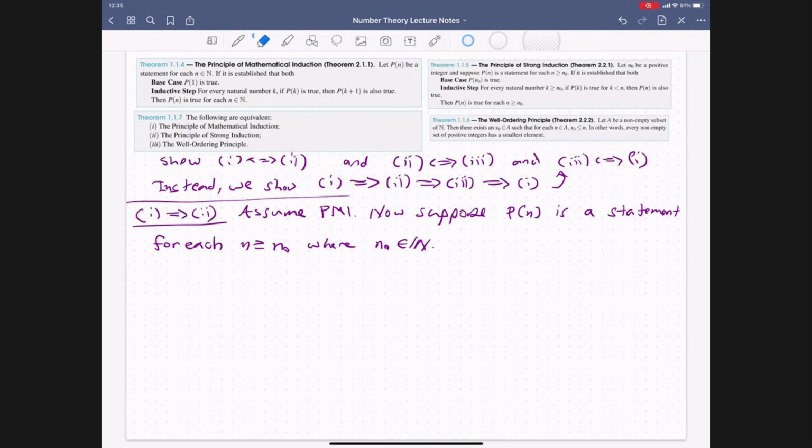Okay, so let's go ahead and prove that the principle of mathematical induction implies the principle of strong induction. So we assume PMI, and now we're going to construct our statement so that it satisfies the assumptions of the principle of strong induction. Specifically, we have some statement P of n, where the statement is defined for every natural number greater than or equal to some natural number n naught. And now we have the principle of strong induction at our disposal, so we're going to use that to our advantage.